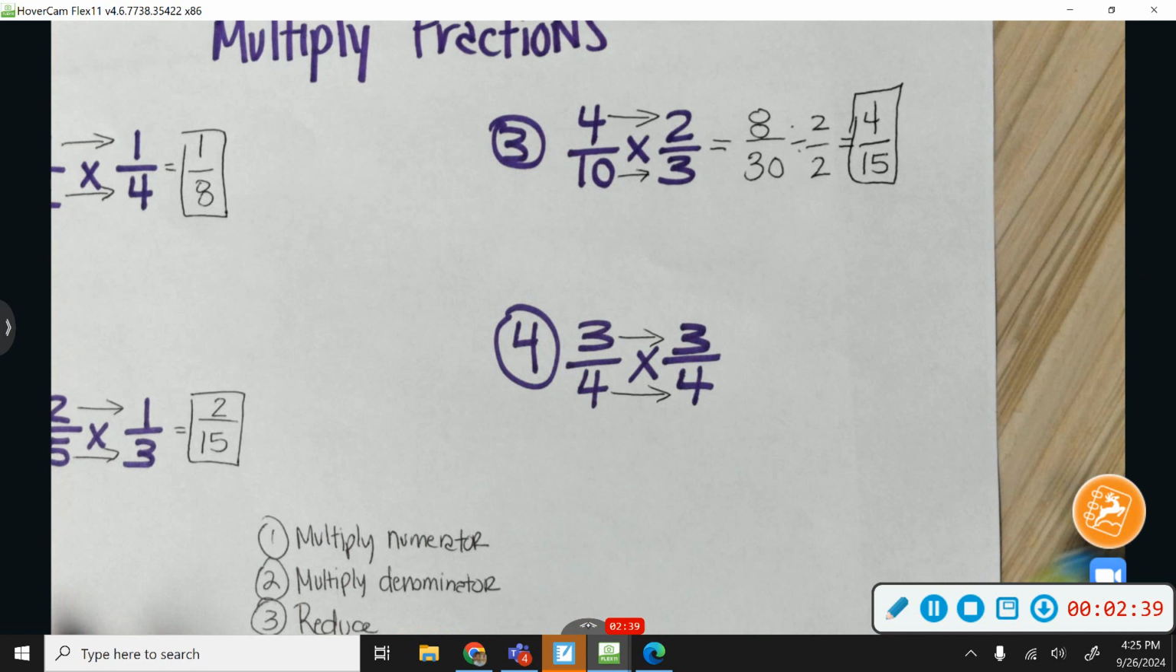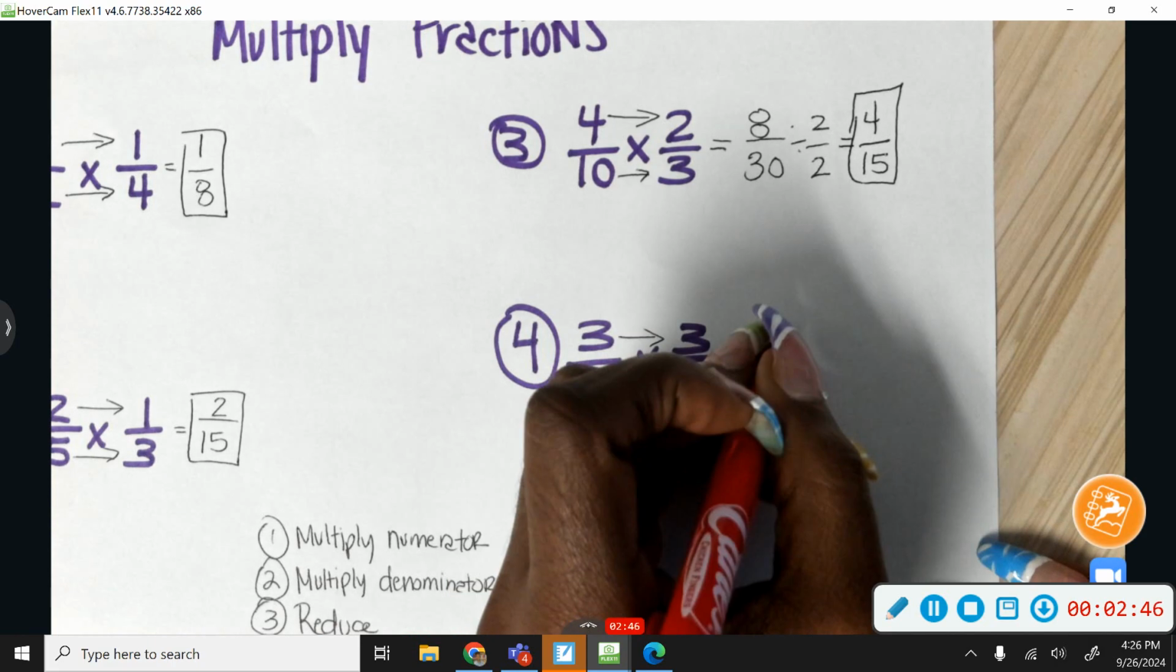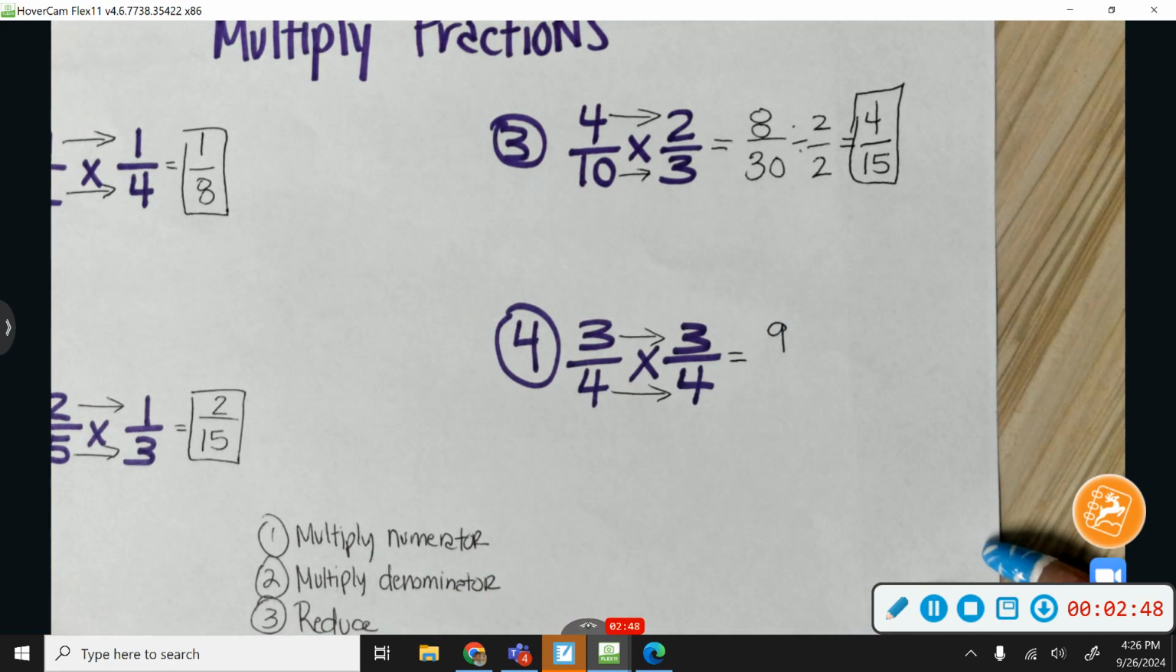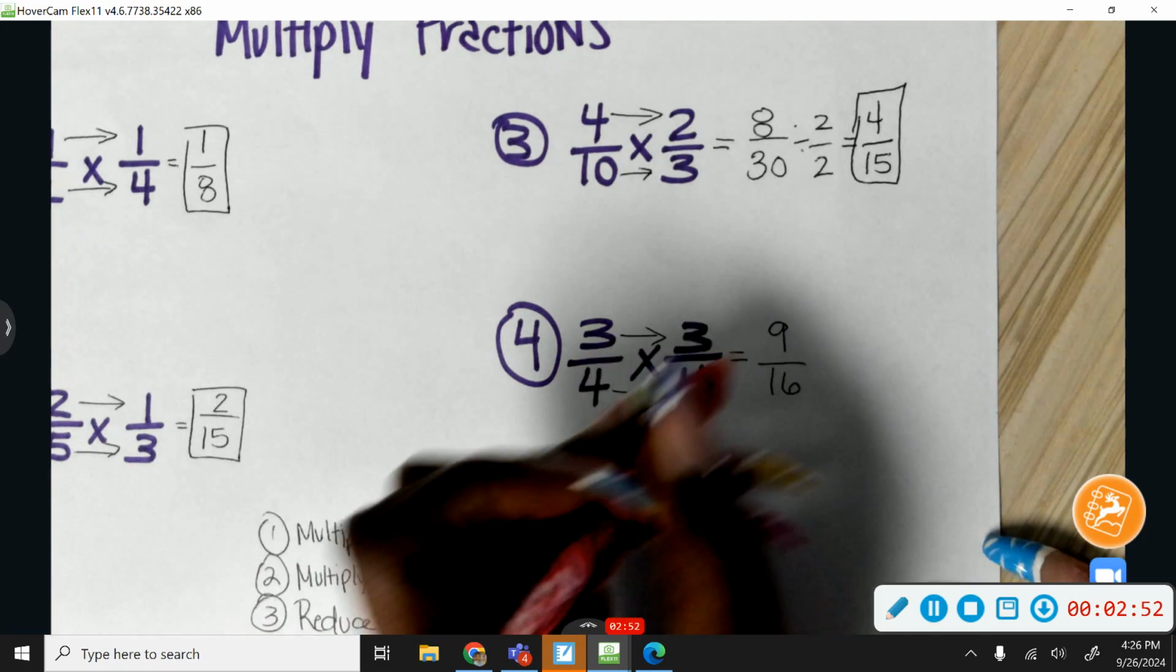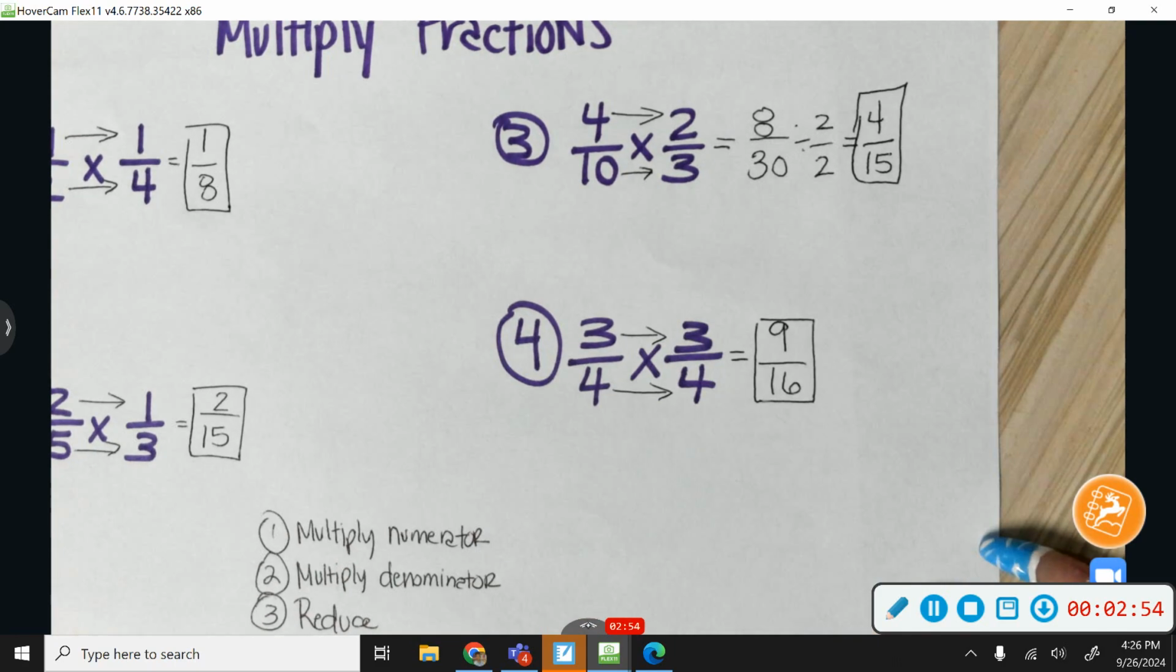So again, multiply your numerator by your numerator, your denominator by your denominator. 3 times 3, that gives me 9. 4 times 4, that gives me 16. And I can go ahead and again stop right there because they have nothing in common.